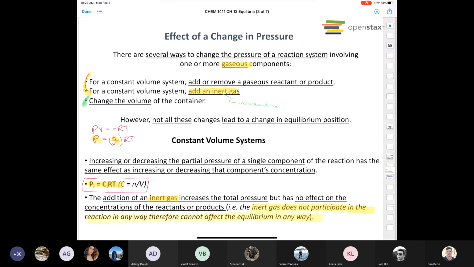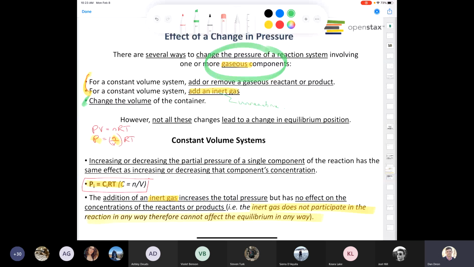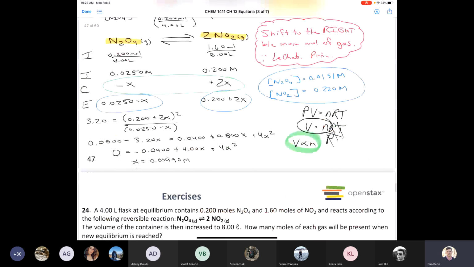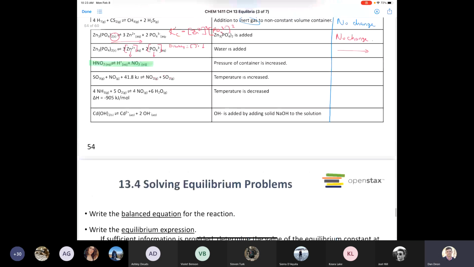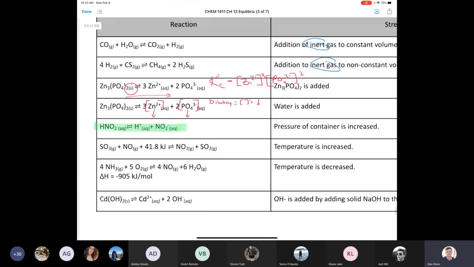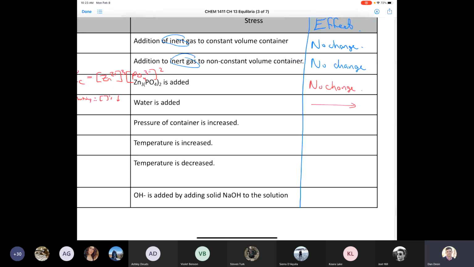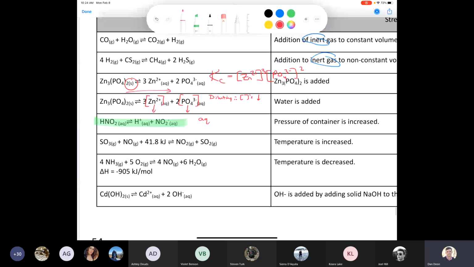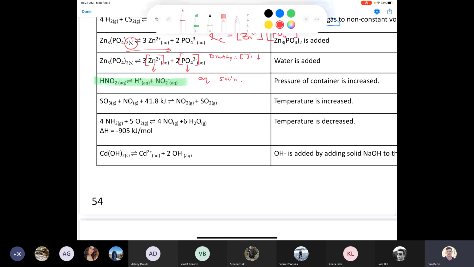So, when we change a pressure, what phase is affected by changes in pressure? Gaseous phase. If you have a solution in water, is a change in pressure going to change it? No. Pressure has no effect on an aqueous solution. So if you go back here, you can see that everything is in solution. So if we change the pressure, the pressure of the container being increased, we're going to have no change because everything is aqueous. Nothing's going to change.